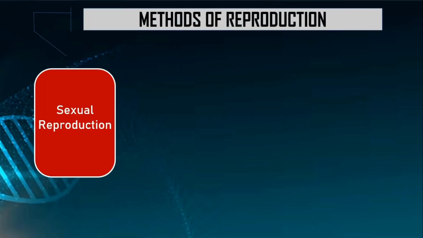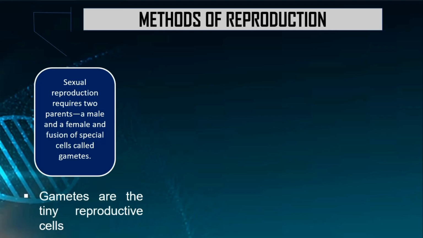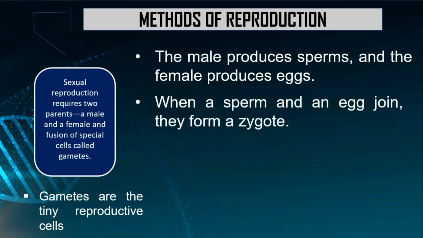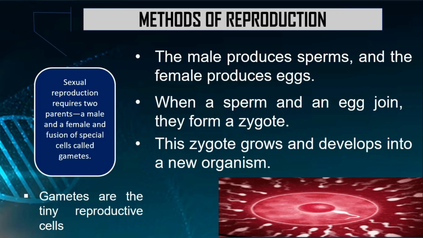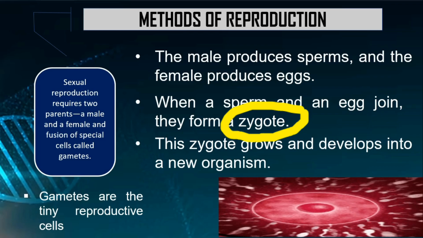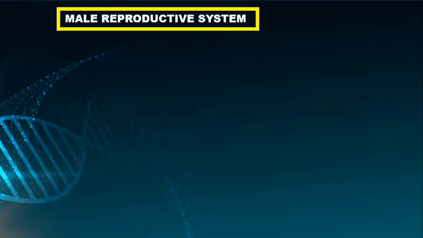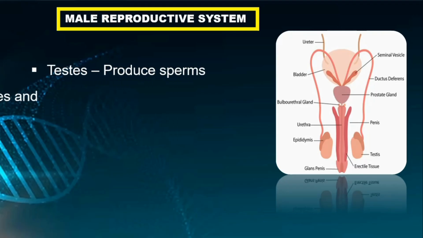Animals reproduce mainly in two ways, sexual reproduction and asexual reproduction. Sexual reproduction requires two parents, a male and a female, and a fusion of special cells called gametes. Gametes are tiny reproductive cells that start all new life. The male gamete produces sperms and female gamete produces egg. Each gamete carries only half of the genetic information. When these two meet and fuse, a new life begins as a zygote, and from this single cell, an entire animal develops.